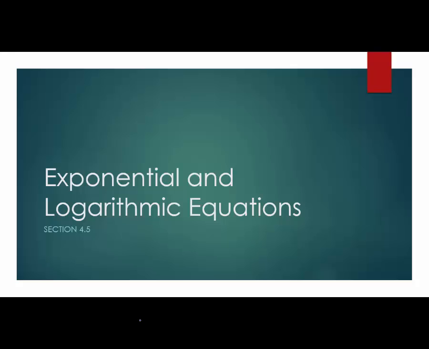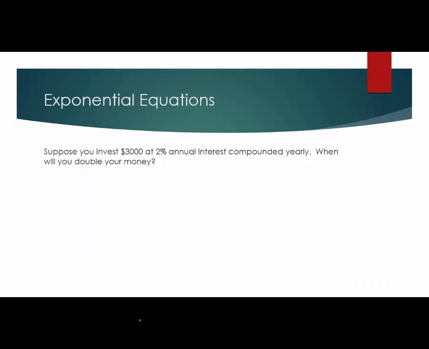This is section 4.5, exponential and logarithmic equations. Suppose you invest $3,000 at 2% annual interest compounded yearly. When will you double your money? Doubling our money, so that would be $6,000. When are we going to have $6,000, right? Starting with 3,000. This is a compound interest kind of problem.